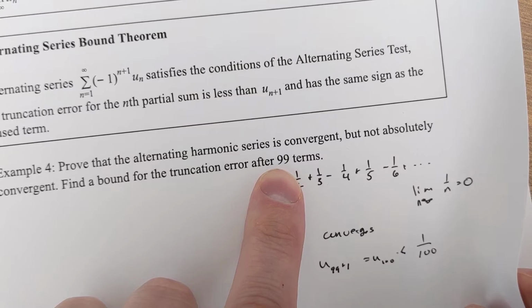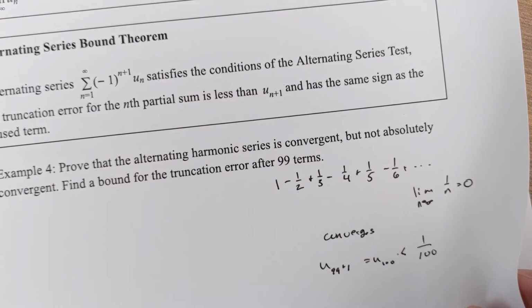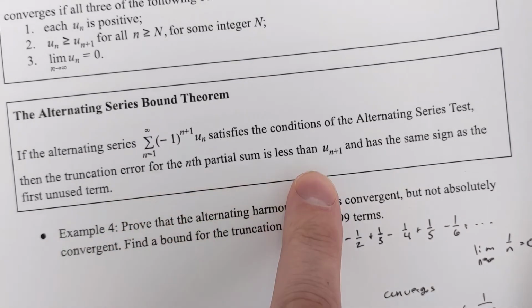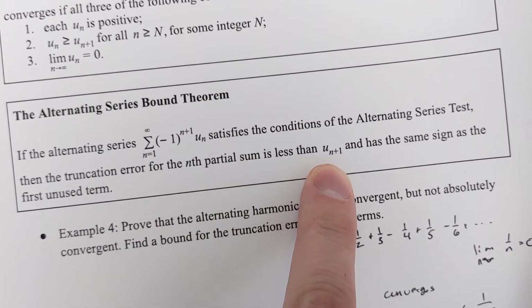After 99 terms, you have to go to the 100th term. That's why it's u100, the next term after it. So that's the bound theorem here, and the partial sum is less than u(n+1).